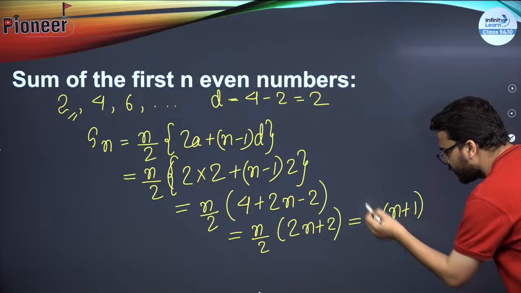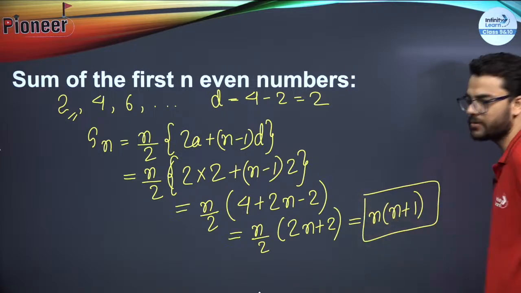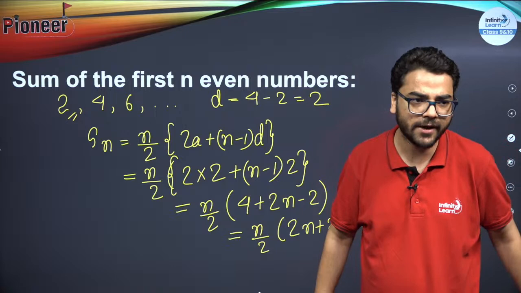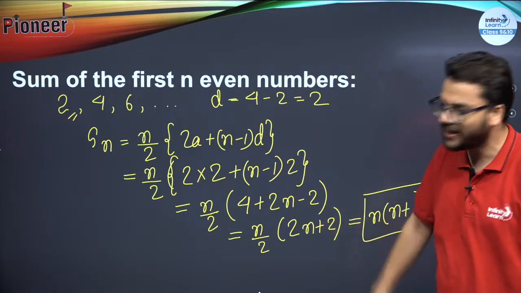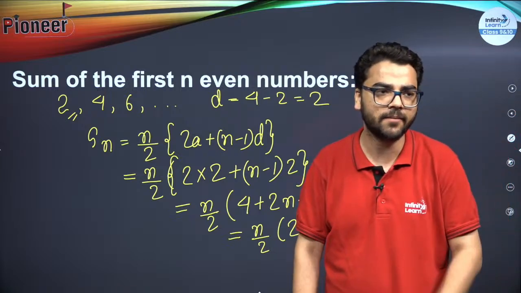So this is the sum of the first n even numbers. Sum of the first n even numbers. That is correct, Ashutosh. I hope it is clear. So the sum of the first n even numbers is n into (n plus 1) by 2.